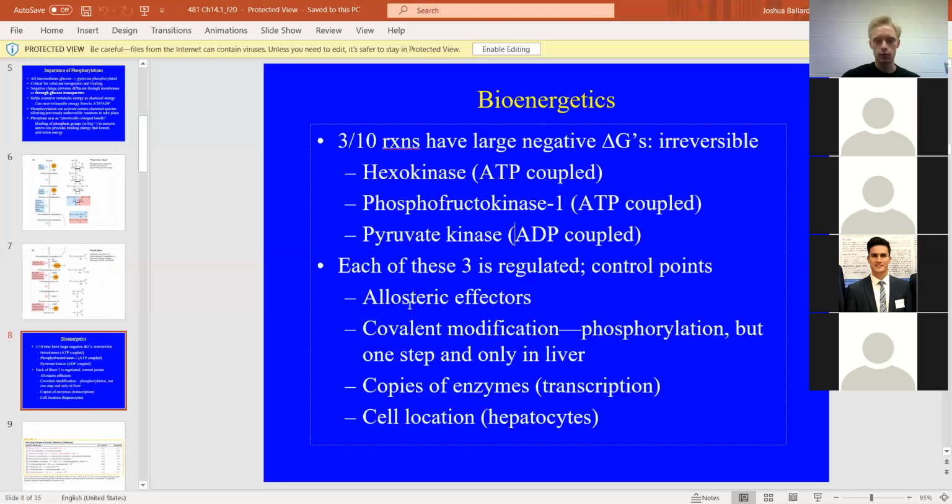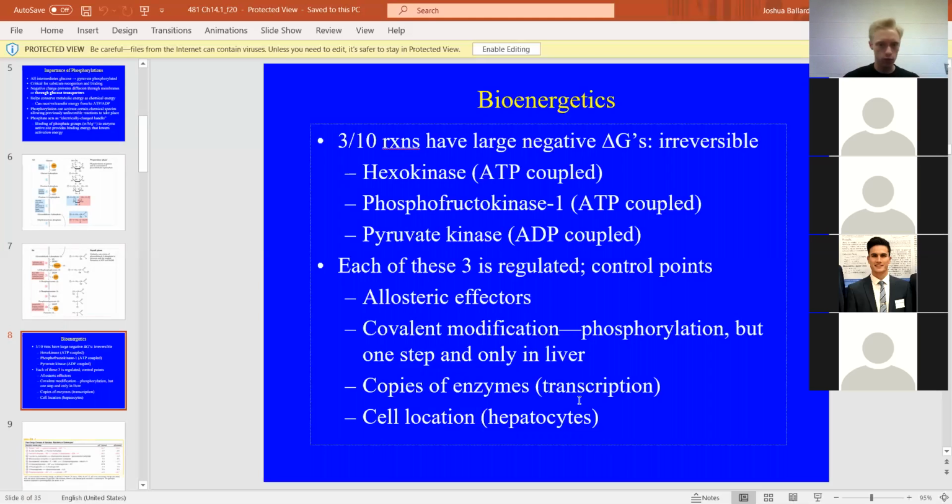And each of these are regulated by allosteric effectors such as ATP. ATP is almost acting as a cofactor because it's causing the enzyme to be activated. There's also covalent modification, phosphorylation, at steps like 1 and 3. There's also increased copies of enzymes. I think one of the questions on quiz 4 talked about that, as well as cell location. It is important to know which steps, where glycolysis happens.